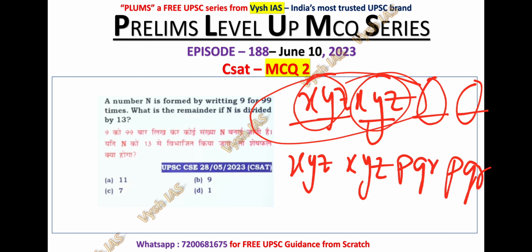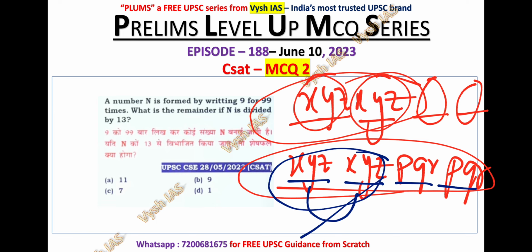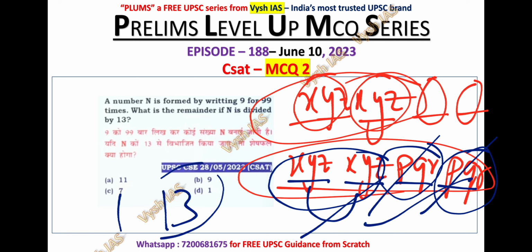pqr. If this is a 12-digit number and you want to check whether it is divisible by 13 or not, we have to make groups of 3 digits. After making the groups, we have to check the difference. xyz minus xyz, you will get 0. pqr minus pqr, you will get 0. It is definitely divisible by 13. So if the resultant is divisible by 13, the number will be divisible by 13.